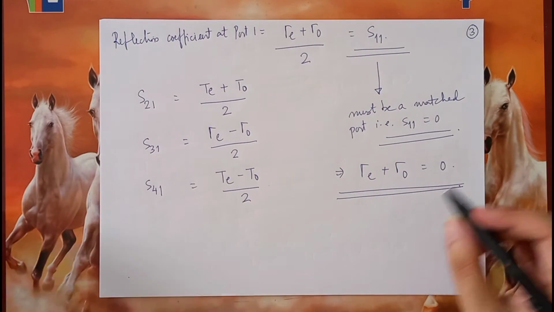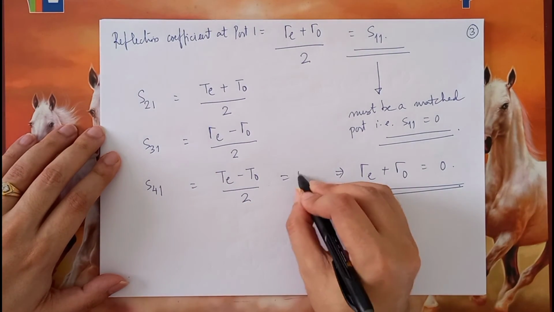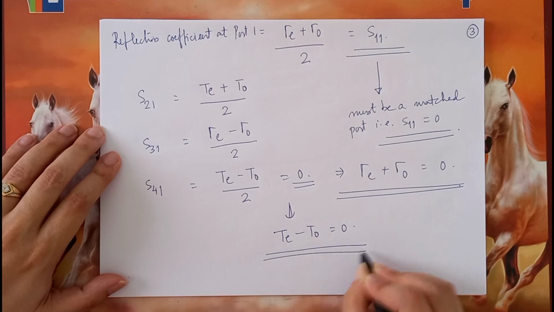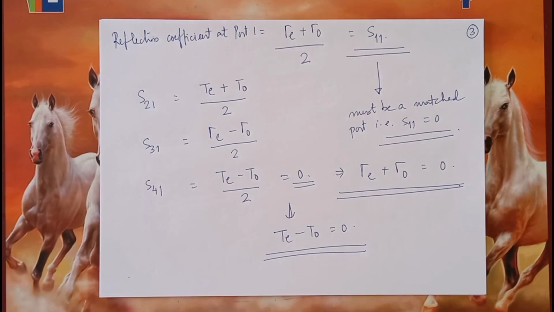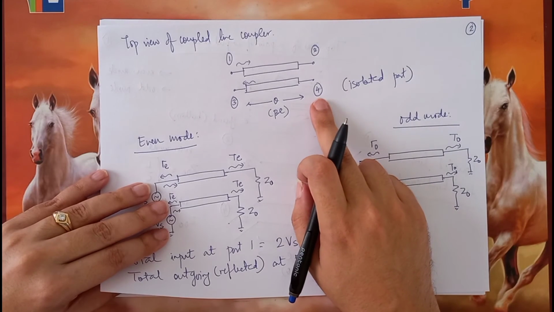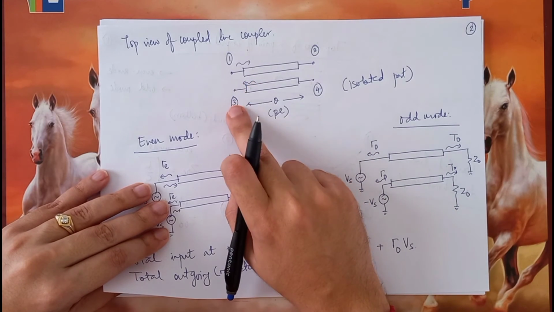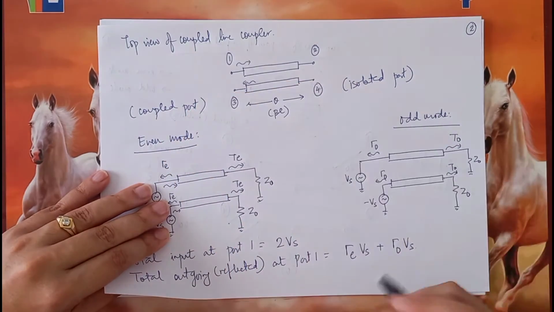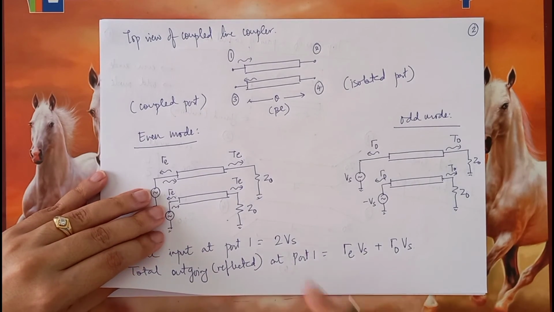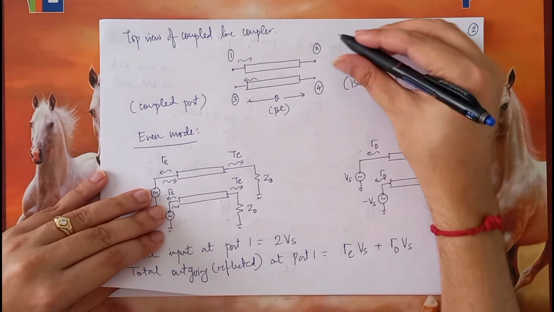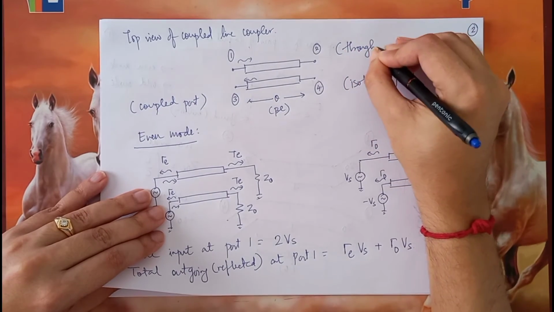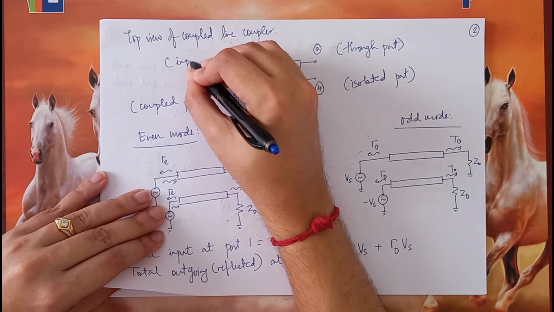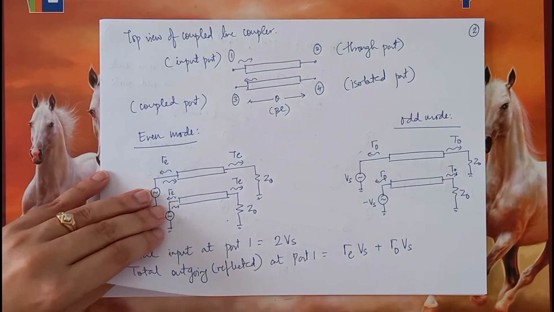And because of that, this S41 is also 0. That means TE minus TO is also 0. This is what we need. So this is the isolated port. Because the coupled wave is now going to port 3, port 3 is called the coupled port. And port 2, well, most of the input wave is supposed to come to port 2, so therefore it is called the through port. All these definitions are valid for port 1 as an input port. Alright.